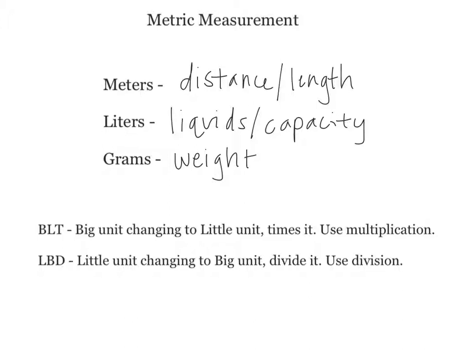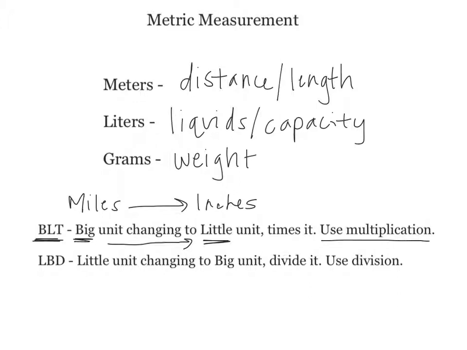There are two little tricks we're going to use as we learn how to convert metric units. So BLT, like the sandwich, BLT means when I have a big unit and I'm changing it to a smaller unit. For instance, if I had miles and I wanted to change it into inches, I would use multiplication. And BLT stands for big to little. You're going to times it. You're going to be multiplying. Because if I have 1 mile, that means I'm going to have a lot of inches inside of that mile.